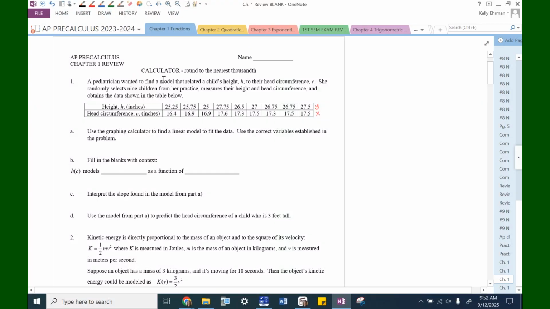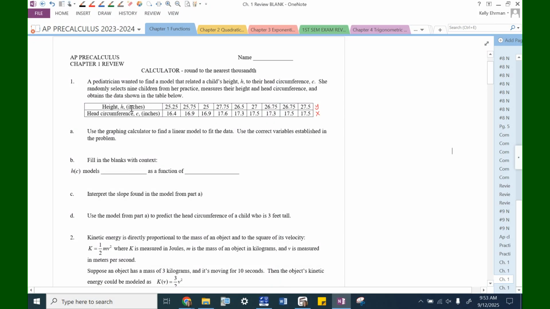A pediatrician wanted to find a model that related a child's height, h, to their head circumference, c. She randomly selects 9 children from her practice, measures their height and head circumference, and obtains the data shown in the table below. Now, normally we say, okay, top row is X, bottom row is Y. But the input here is the head circumference and the output is the height.